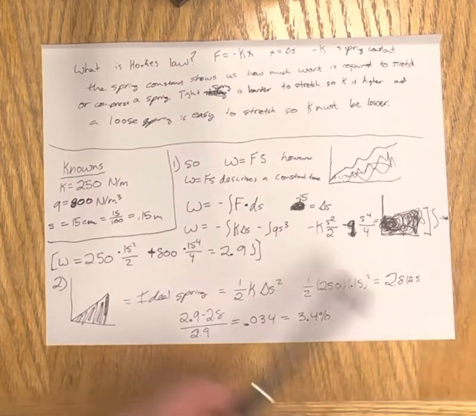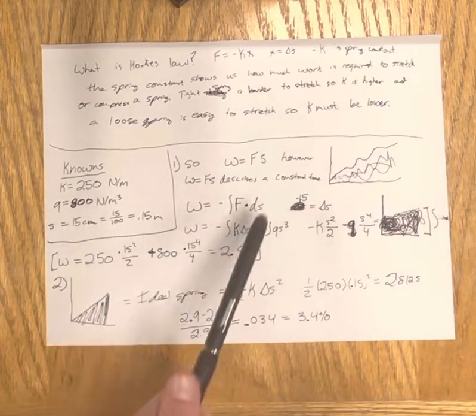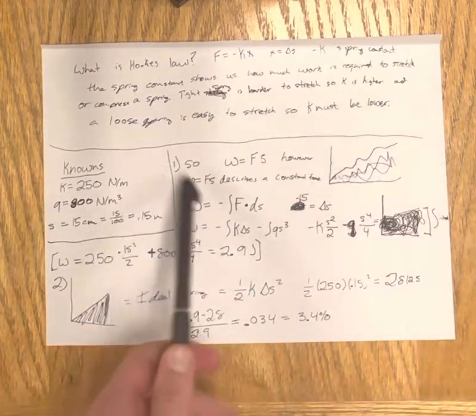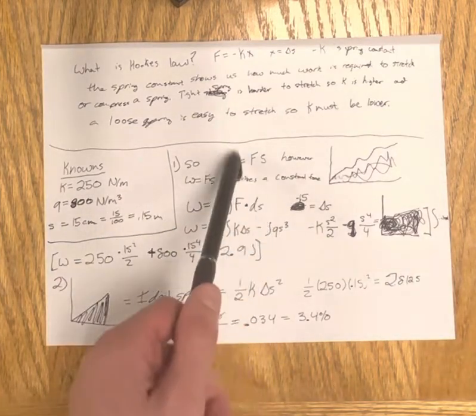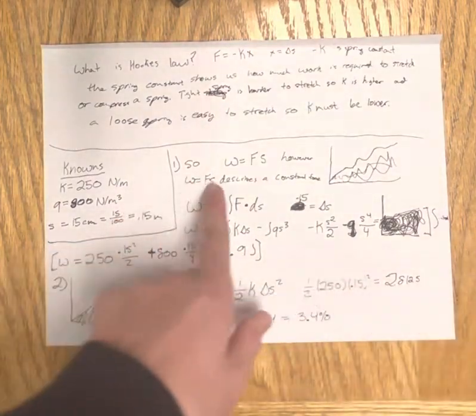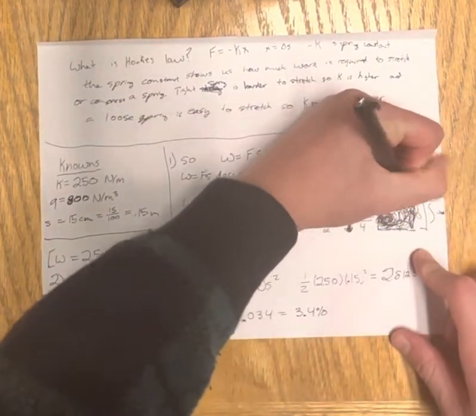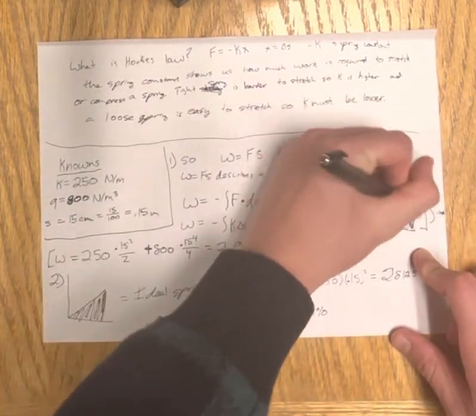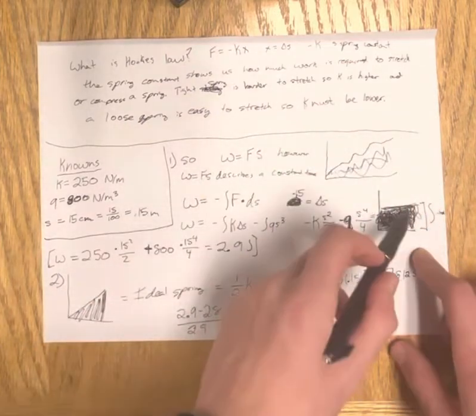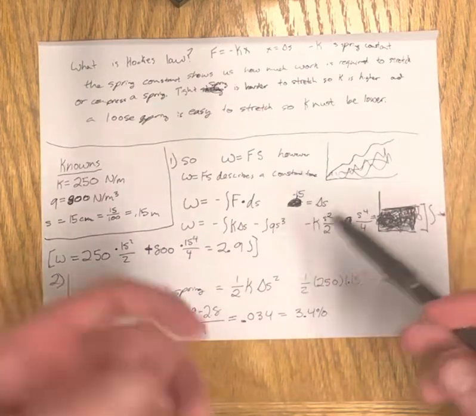All right, so work equals F times S. This is the common equation that you'll use, right? Work is equal to force times displacement. But for a spring, this just describes a constant force. So in a graph like this, it's the area under here. But what we're trying to find is a real spring, because that's not how it works.